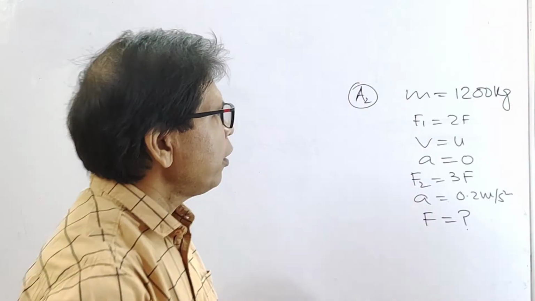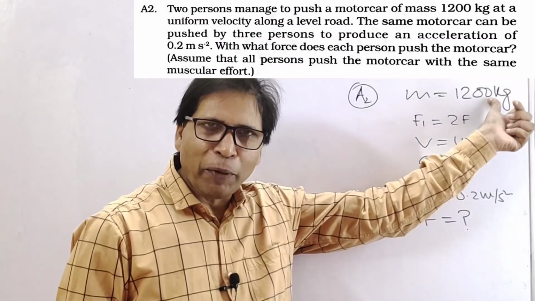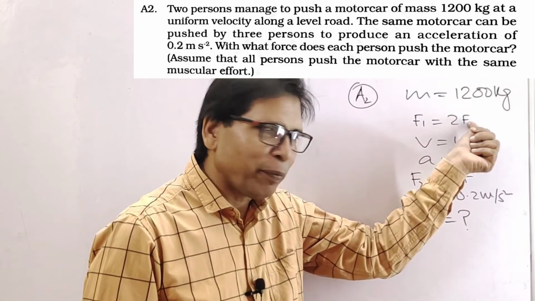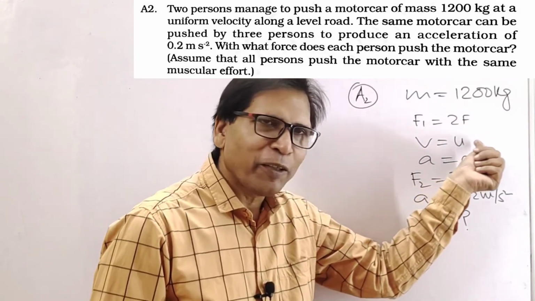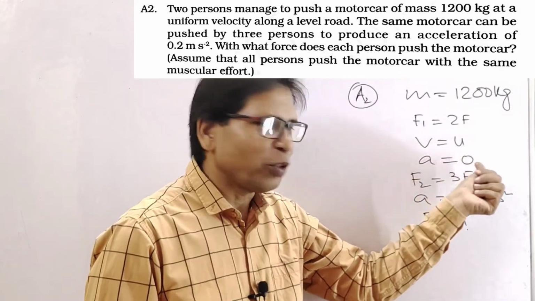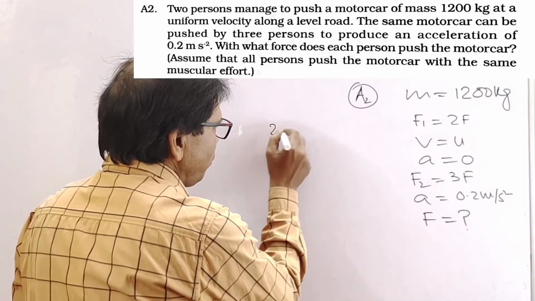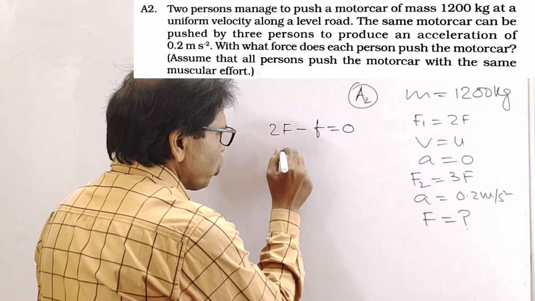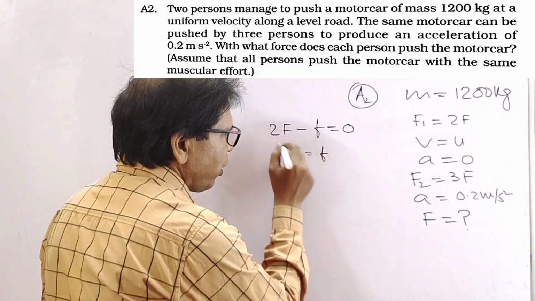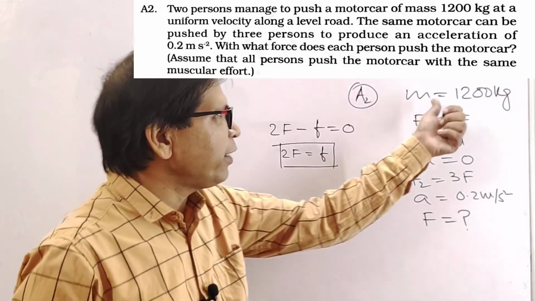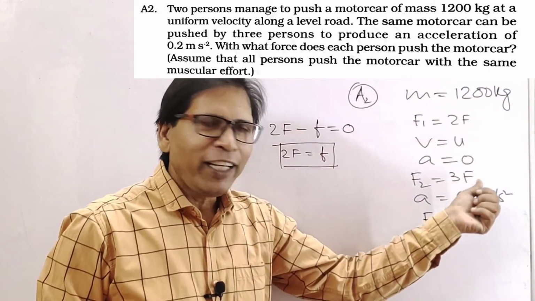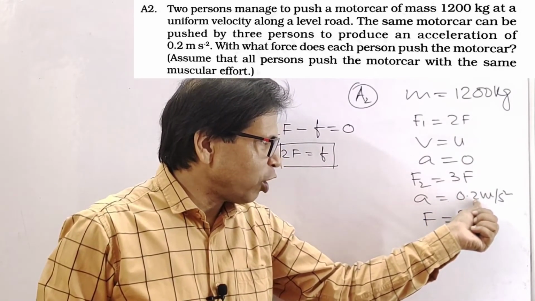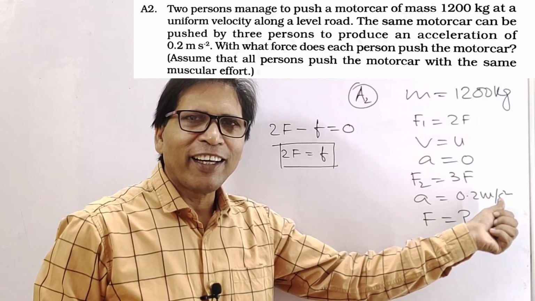Okay, understood? Next, look at this, a car of mass 1200 kg. When it is pushed by 2 persons, each applying force F, then it moves with constant velocity. That is, acceleration 0. That is, accelerating force 2F minus force of friction is equal to 0. So here 2F equal to small f. Now when this car is pushed by 3 persons, each applying force F, that is net force 3F, it moves with an acceleration of 0.2 meter per second square.